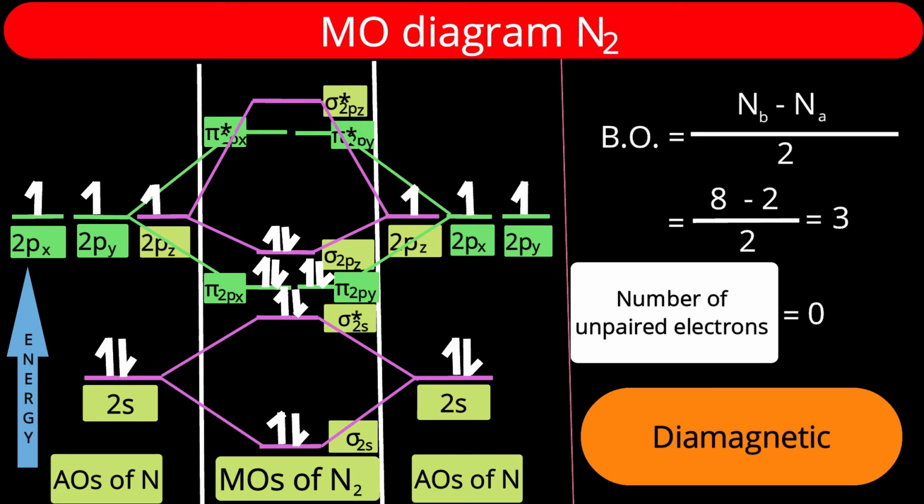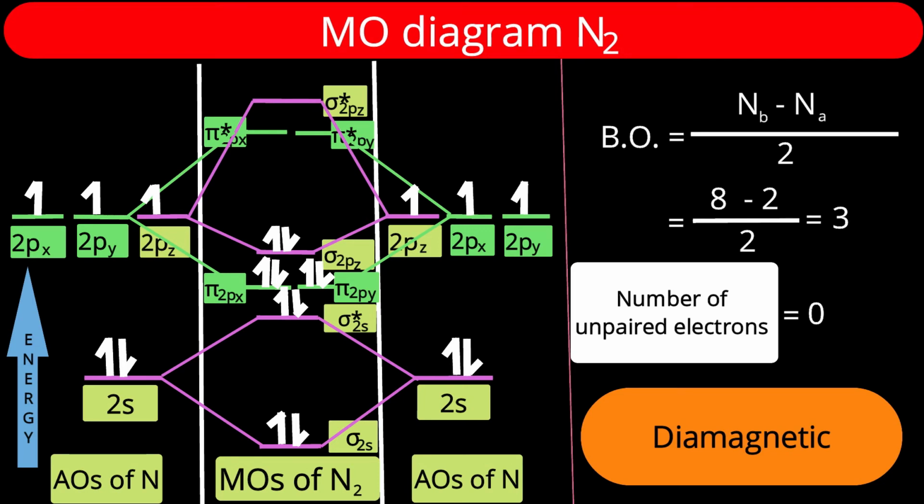How many unpaired electrons are there in the nitrogen molecule? In atoms you may find unpaired electrons, but in this molecule there is no unpaired electron. Unpaired electrons are 0. If an unpaired electron is not there, then what will be the magnetic property? Yes, absolutely right, diamagnetic. The N2 molecule is diamagnetic in nature with a triple bond between nitrogen atoms.